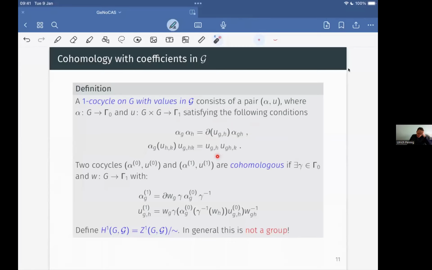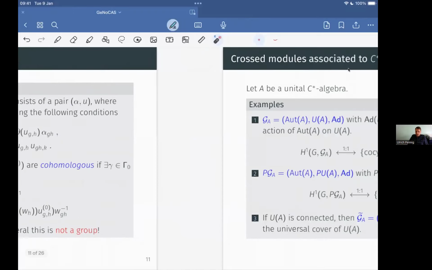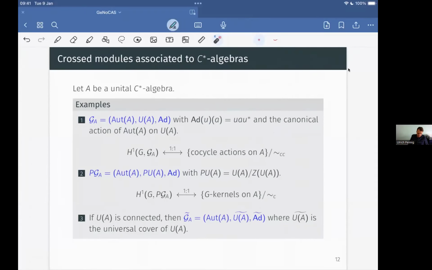But as you can see from these conditions, this comes up very naturally, for example, when studying group actions or cocycle actions. Indeed, if you look at a unital C-star algebra, there's a whole zoo of crossed modules that you could write down for this. Here's one, which I will denote by G_A. For gamma 0, you take the automorphism group of A. For gamma 1, you take the unitaries. Then you need a map from the unitaries to the automorphisms. You just pick the Ad map that sends the unitary to the automorphism implemented by it. You also have a canonical action of Aut(A) on U(A), because the automorphisms map unitaries to unitaries. That structure satisfies these two conditions, and therefore it's a crossed module.